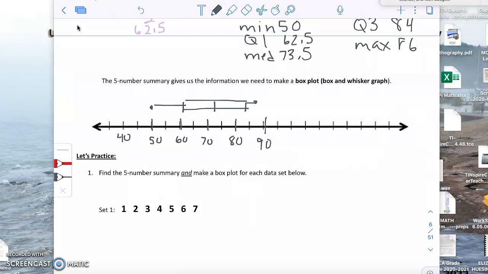And this is a nice way of showing things. So I can see like a lot of data here. It's a little bit higher towards the top because remembering each one of these is 25% of our data. So this middle box, Q1 is 25%, so that middle box is 50%.